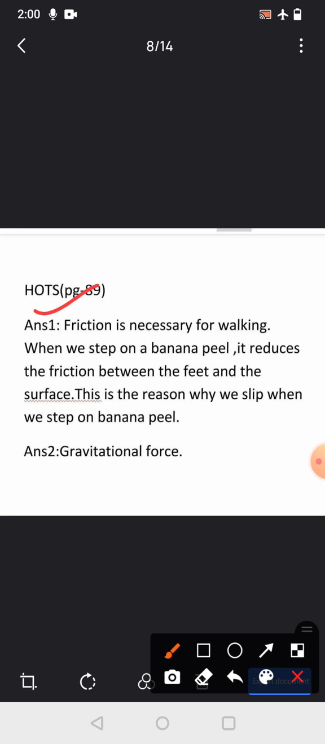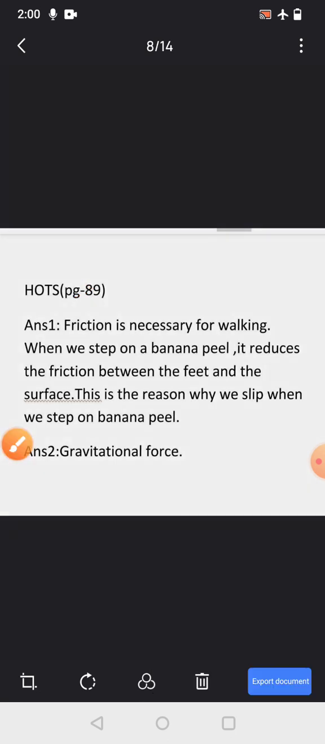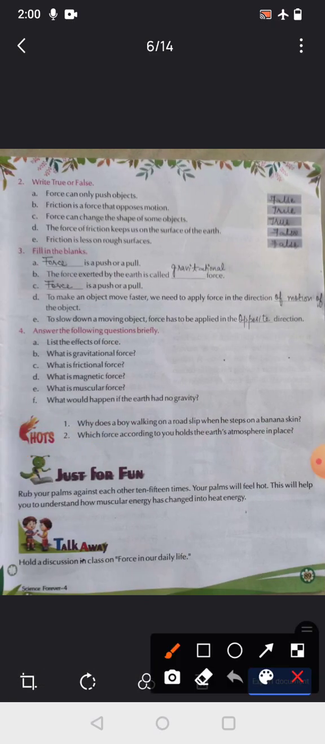Okay, so students, we have completed the whole chapter. Only just for fun is remaining, which is on page number 89. Again, I'll show you this one. This you can do by yourself. Okay.